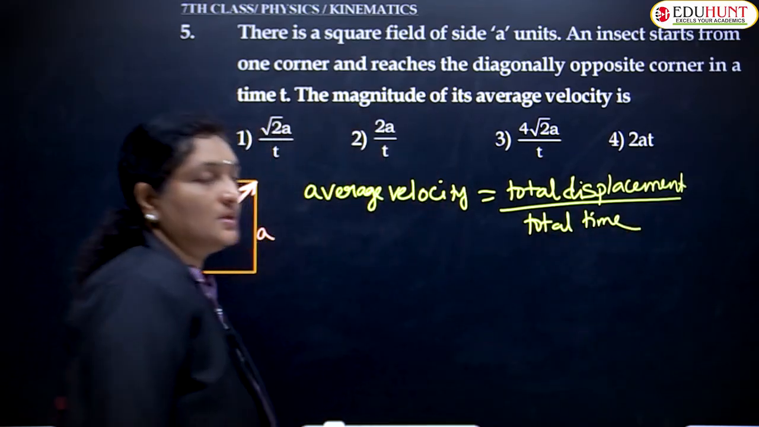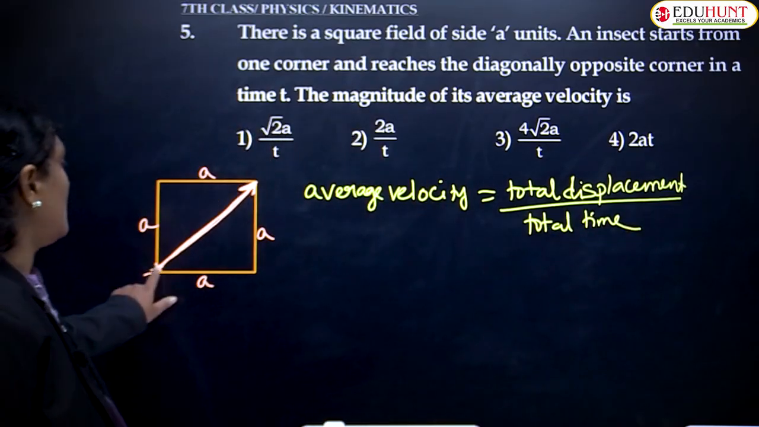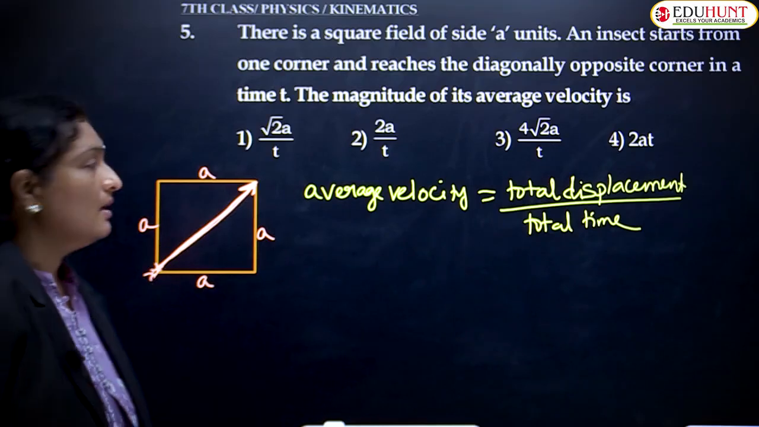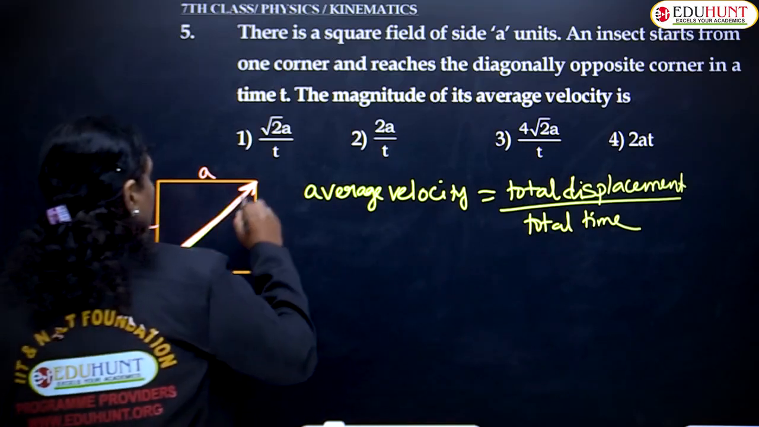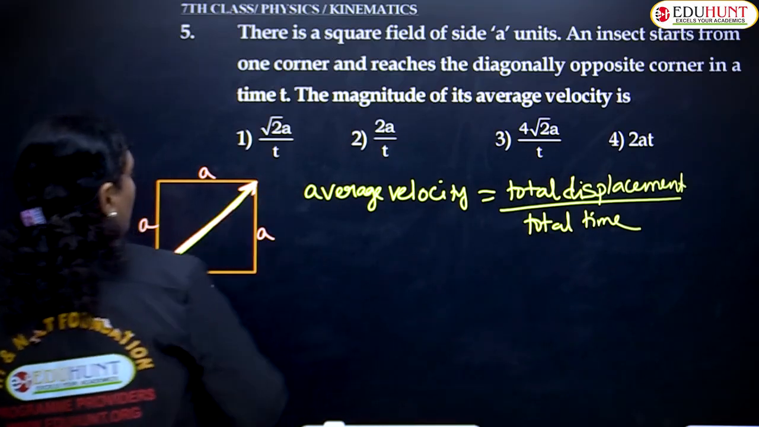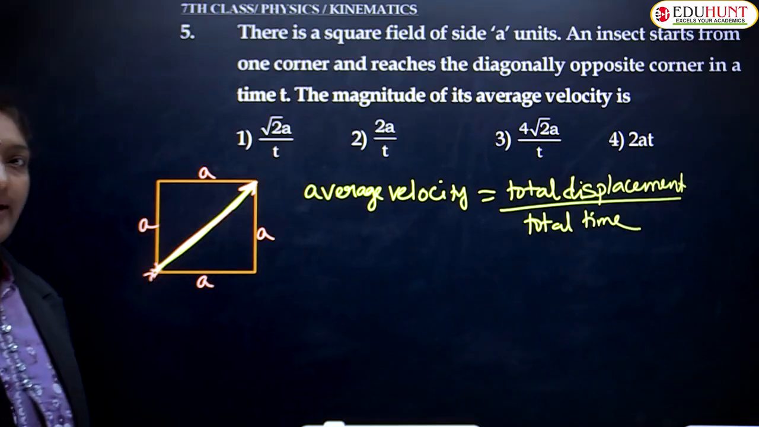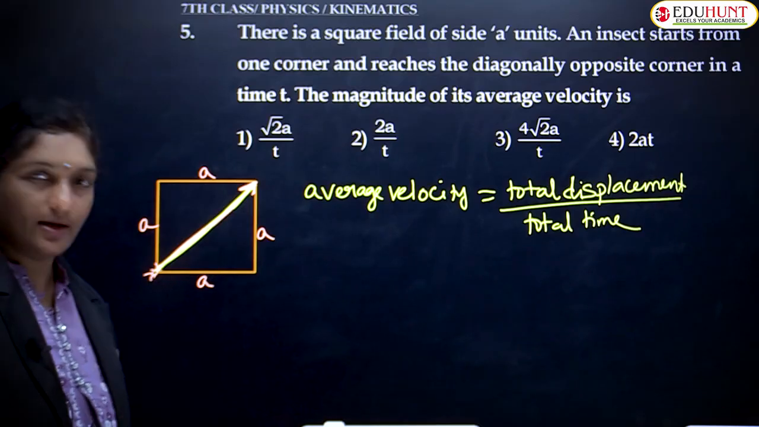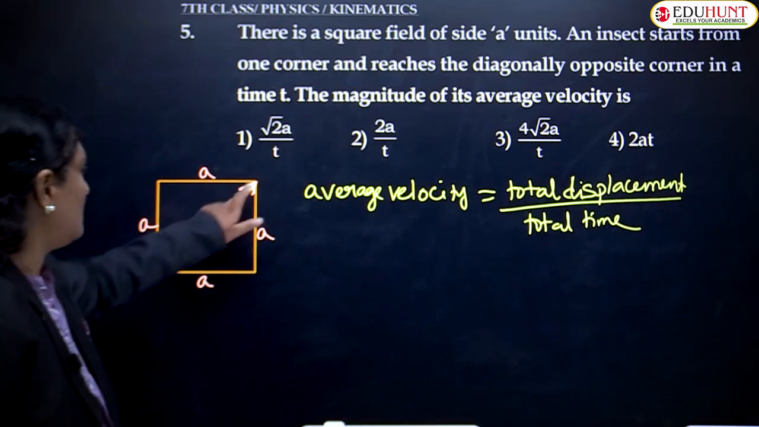So children, what is the displacement here? This is the initial position, this is the final position. This must be the displacement, the path length from initial to final position. Okay, that is only called a displacement. So you need to find out this length.